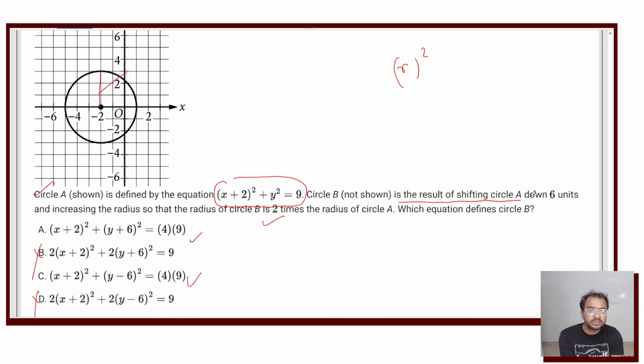Now also we are making it go down by 6 units. So when you bring it down by 6 units, x doesn't change. The center coordinate x will be -2 only, but y will become -6. So you'll be having (x + 2)² + (y + 6)² = 36. Do we have it here? We have x + 2, y + 6. Yeah, so it's going to be A.